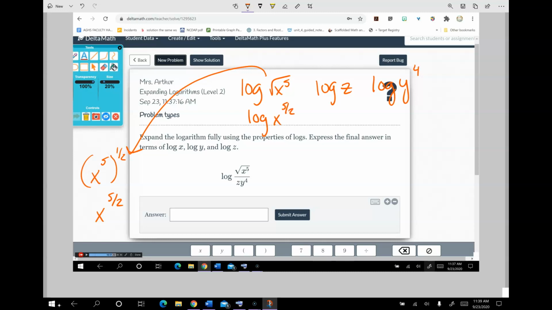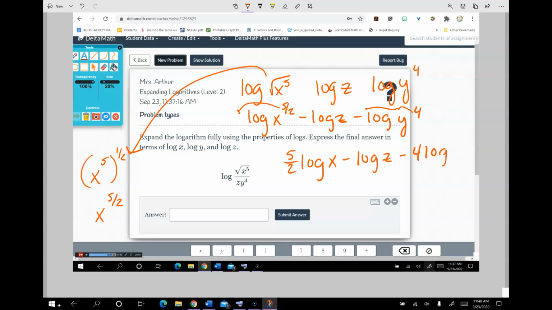Okay? Now, this one's a little bit different. Okay? So if you look, basically z and y are being divided, right? So I'm going to be using subtraction this whole time. Okay? So it's going to be minus log of z because z is being divided, and so is y. So I keep it subtraction since it's being divided. Then you're going to take these exponents and you're going to move them to the front. So my final answer is going to be 5/2 log of x minus log of z minus 4 log of y. Okay? And then you just go to Delta Math and you type that one in.